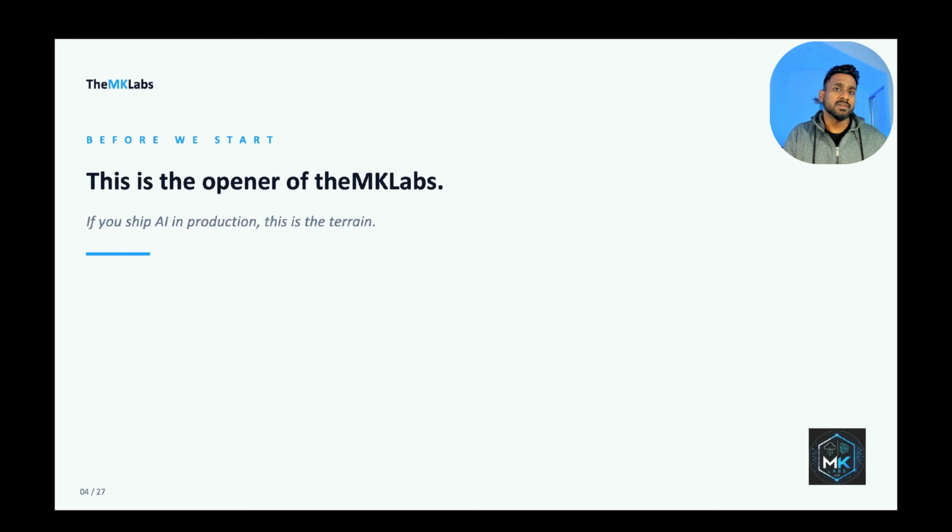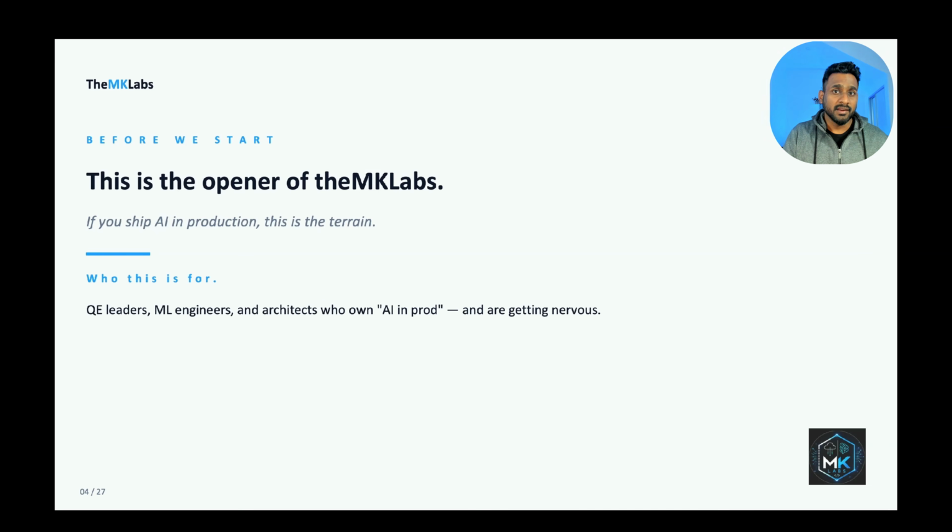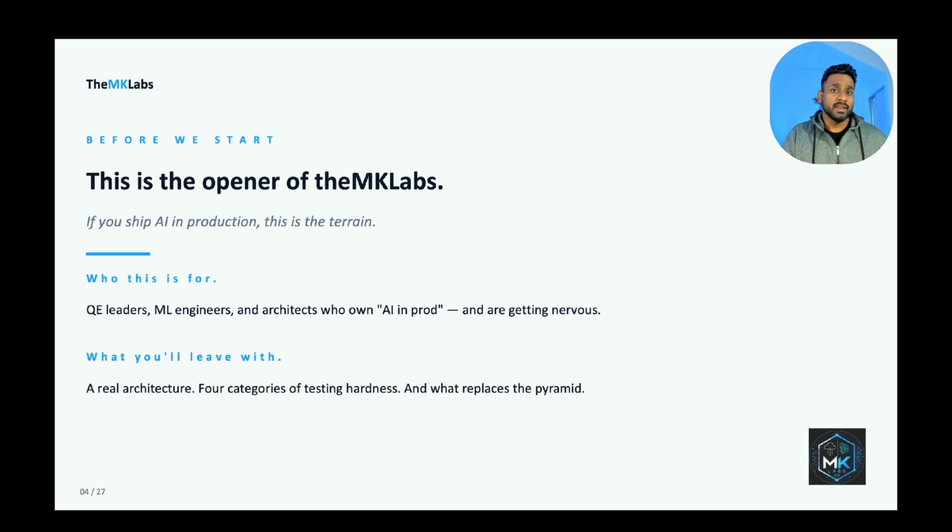What you will leave with today is 3 things. First, a real architecture of how production AI systems are actually built. Second, 4 categories of why testing gets hard. And third, what I think replaces the pyramid, not as a slogan, but as a practical structure. The aim here is clarity, not hype. Not that AI will solve everything, just the reality of what happens when probability enters the delivery pipeline.